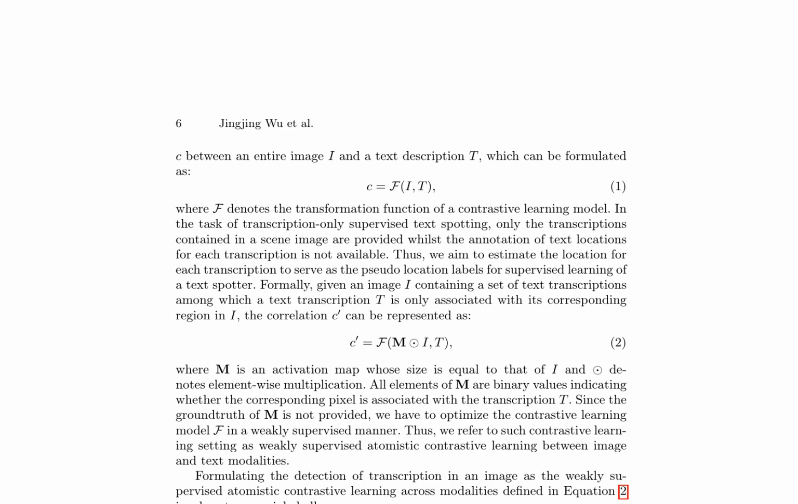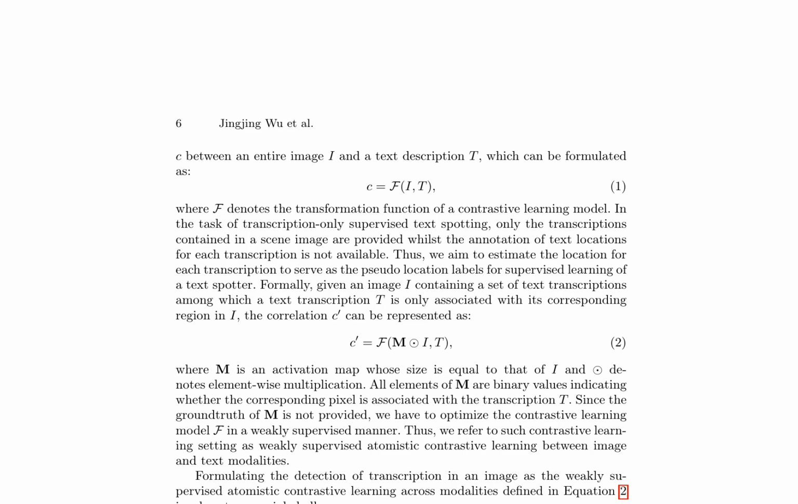In the context of weakly supervised atomistic contrastive learning, the correlation C is represented as the element-wise multiplication of an activation map M and the image I, with the text transcription T, as shown in equation 2. The activation map M, whose elements are binary values indicating whether a pixel is associated with the transcription T, is estimated without ground truth labels. This setting is referred to as weakly supervised atomistic contrastive learning between image and text modalities.